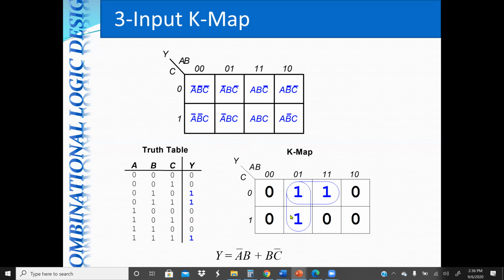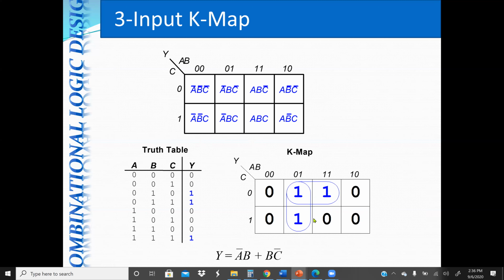So we circle 2 here. The first 2 we circle are everything in the second column. It means A is what? A invert is 0, B is 1. So A invert B. You can see that anytime you circle vertically, C will cancel because 0 and 1 cancel each other. So that's why we have A invert and B.